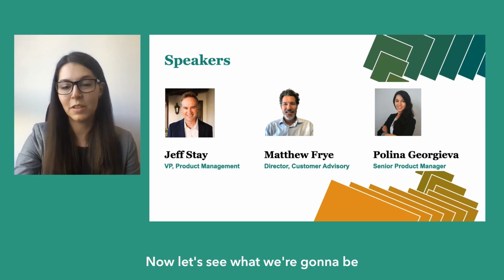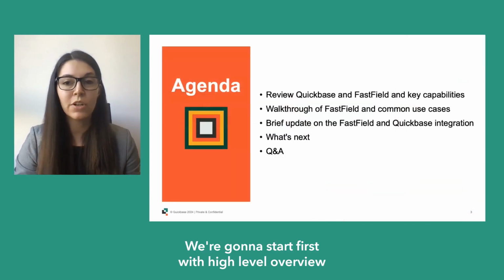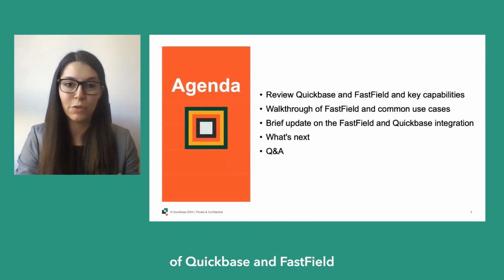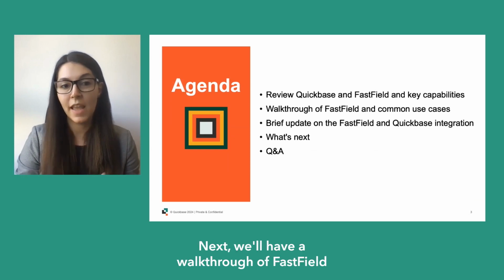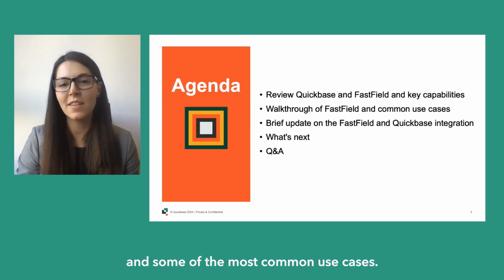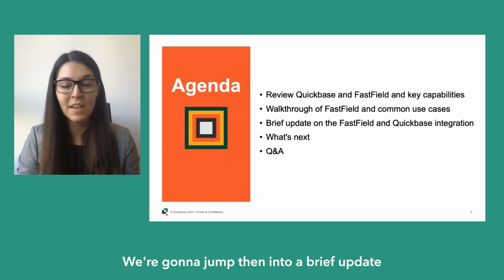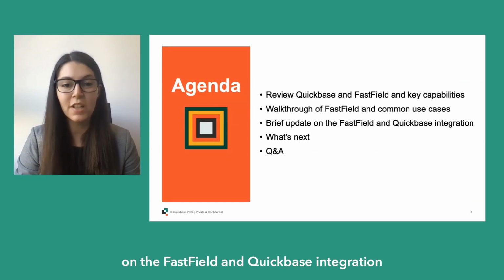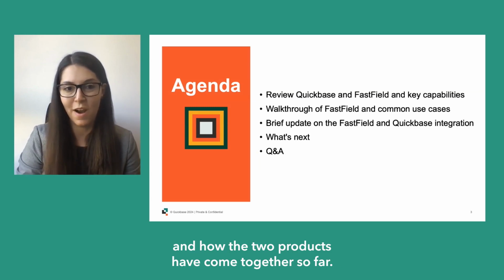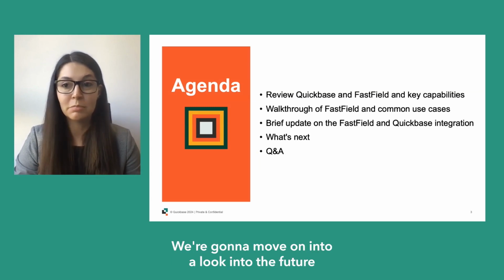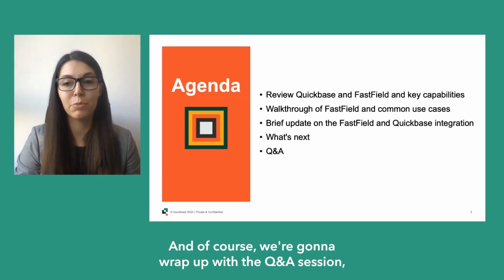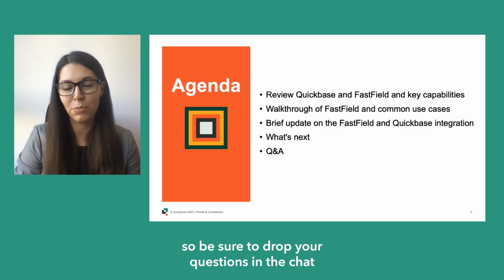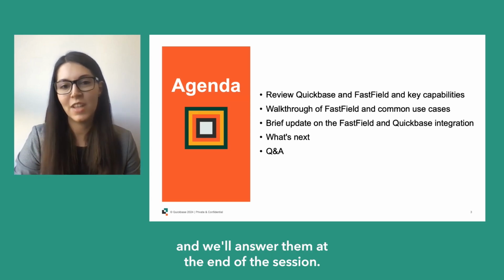Now let's see what we're going to be covering during the session. We're going to start first with a high-level overview of Quickbase and FastField and the key capabilities of the two products. Next, we'll have a walkthrough of FastField and some of the most common use cases. We're going to jump then into a brief update on the FastField and Quickbase integration and how the two products have come together so far. We're going to move on into a look into the future and what's next for us. And of course, we're going to wrap up with a Q&A session, so be sure to drop your questions in the chat and we'll answer them at the end of the session.